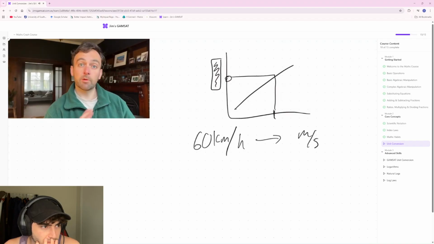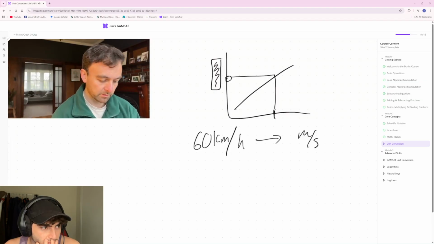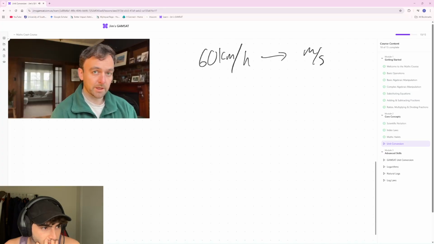In some of these cases, people can do it, so they kind of think they can do anything. But the whole point of the GAMSAT is they give you a really unfamiliar situation and take you out of your comfort zone, and then you can't do it. So we really need a robust process so that we can convert any unit, and that's what we're going to do today.